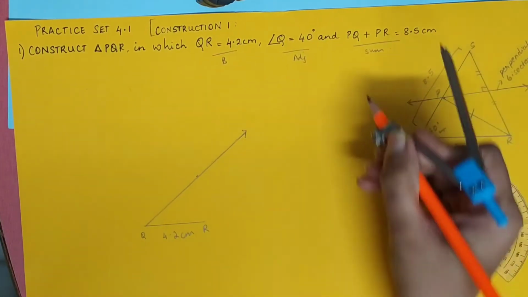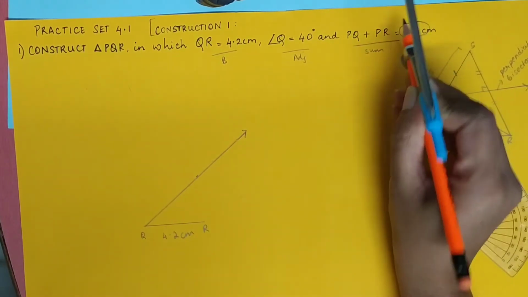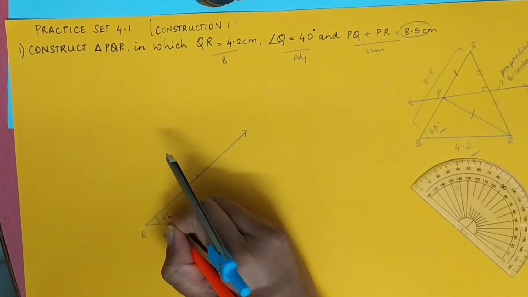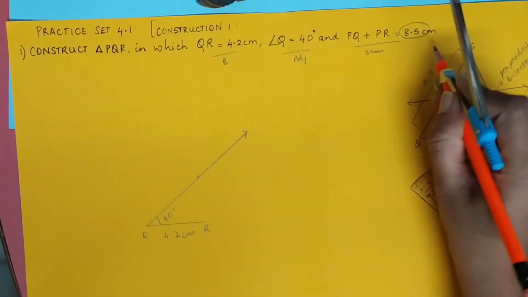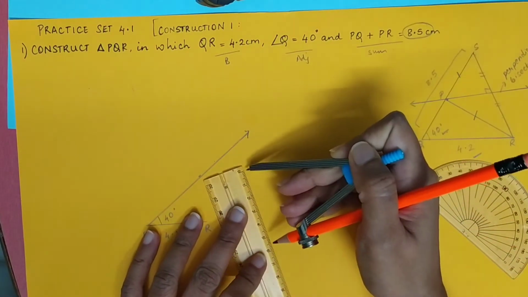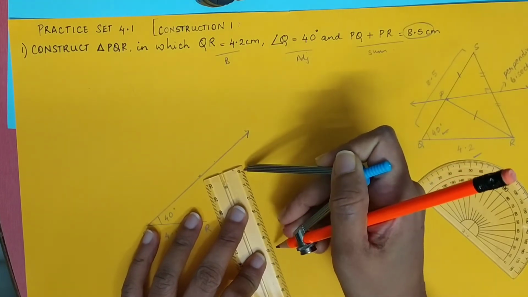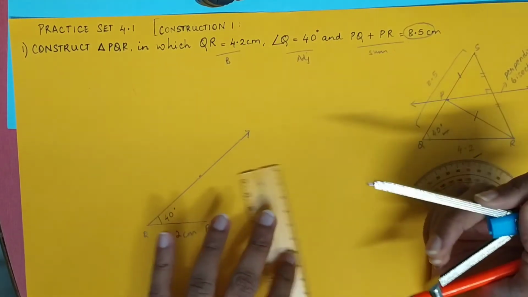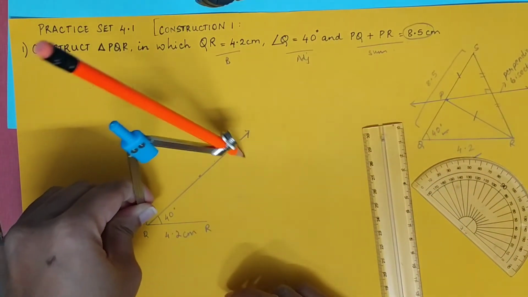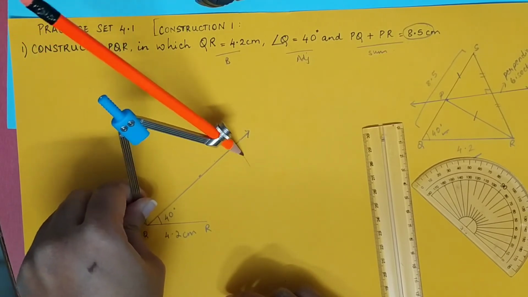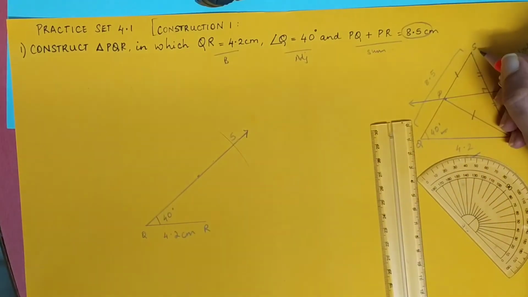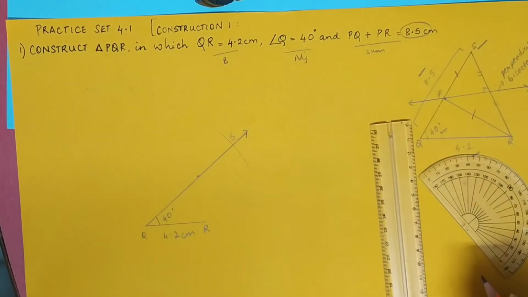Now the third step is to draw the sum that's given to you on this particular ray of the angle. I'm going to draw the sum length, that is 8.5. So using your scale and your compass, open up to a span of 8.5. Place the pointer on point Q and mark an arc. Name this point as point S. So I finished drawing this length 8.5.